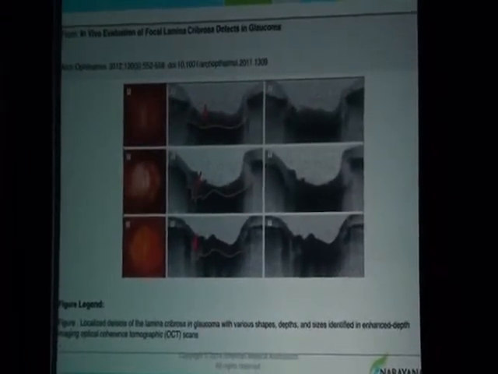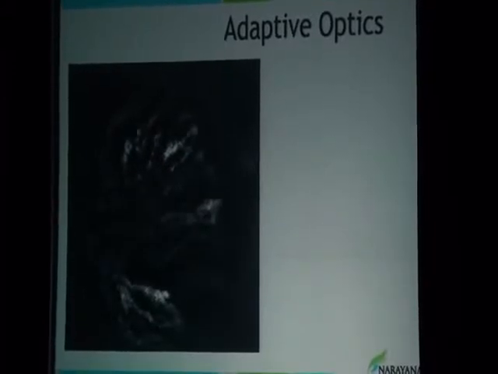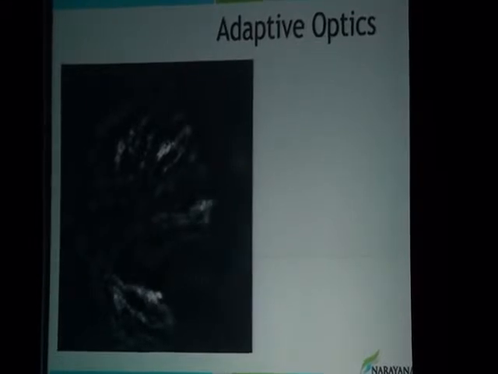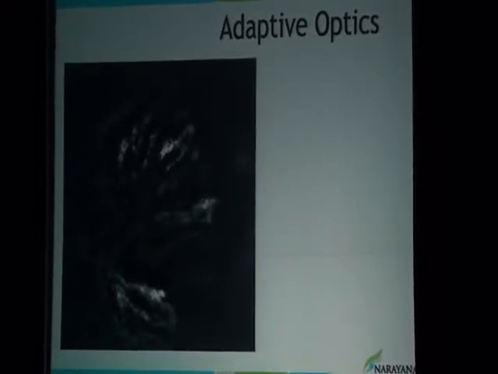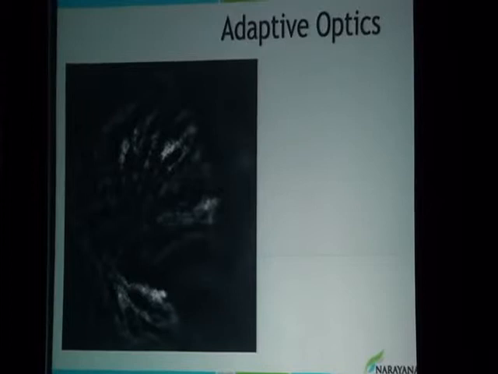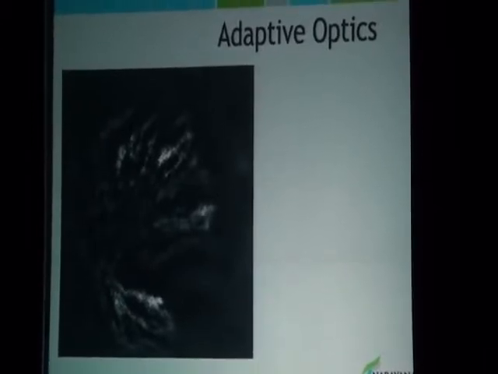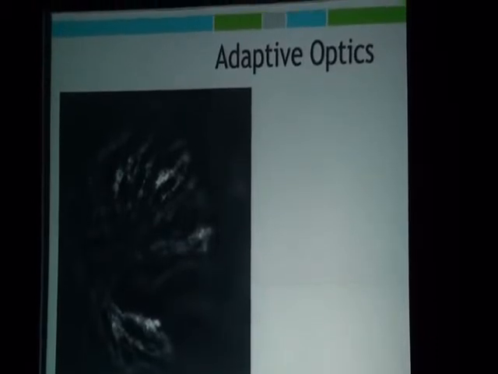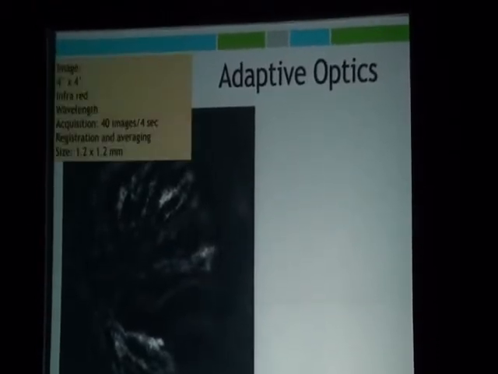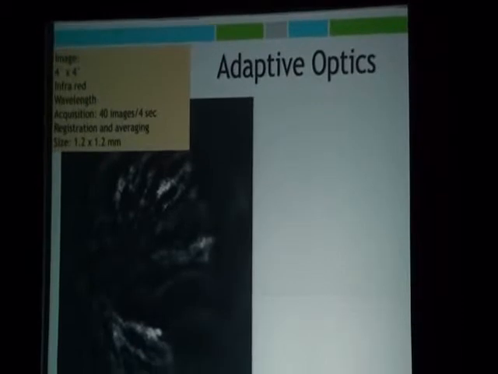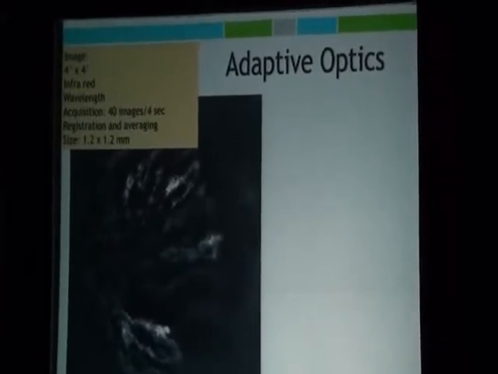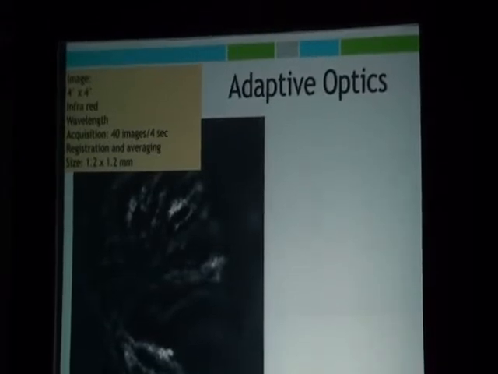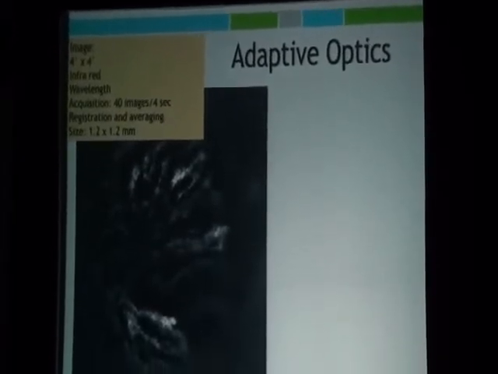So at our hospital, we use a device called the RTX1 adaptive optics device, which is a standalone camera. It is not attached to an OCT, and this is an in vivo, live imaging of the optic nerve head canal or the lamina cribrosa. This is a 4x4 image which we get with infrared wavelength. The machine acquires about 40 images every 4 seconds, and then it does the registration and averaging.